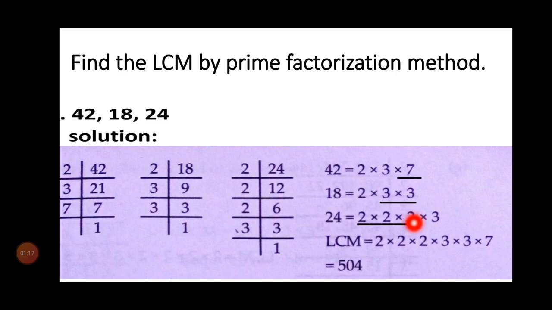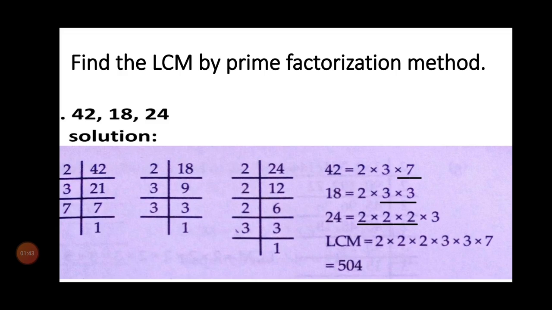Okay. Then next number, what number are we having? 3. So which number has the maximum number of 3's? In 42, how many 3's? Only 1. In 18, 2 3's. In 24, only 1. So which number has the maximum, meaning more 3's? 18 has 2 3's. So underline those 2 3's.